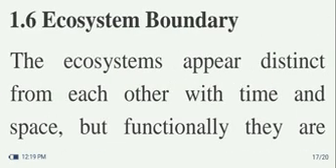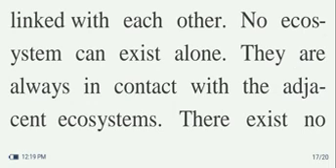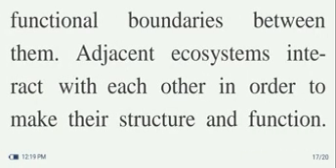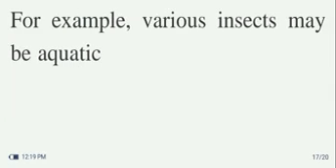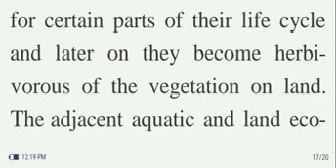Then ecosystem boundary. The ecosystems appear distinct from each other with time and space, but functionally they are linked with each other. No ecosystem can exist alone. They are always in contact with the adjacent ecosystem. There exist no functional boundaries between them. Adjacent ecosystems interact with each other in order to make their structure and function. For example, various insects may be aquatic for certain parts of their life cycle, and later on they become herbivores of the vegetation on land.